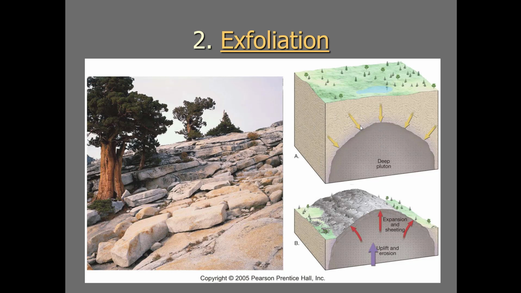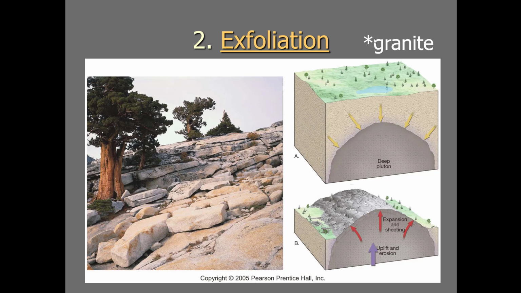that downward force is removed, but the upward force that keeps everything from collapsing downward results in the expansion and the creation of what are called sheet joints in the batholith. And this is a process called exfoliation. It predominantly occurs in granite. It can occur in other rocks, but it is most common in granite when batholiths get exposed.